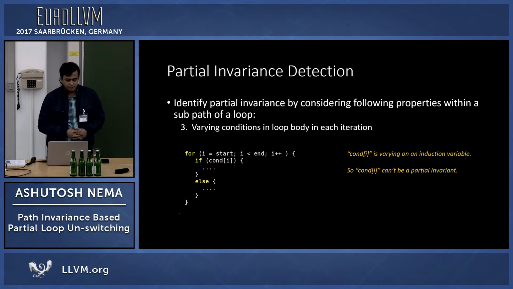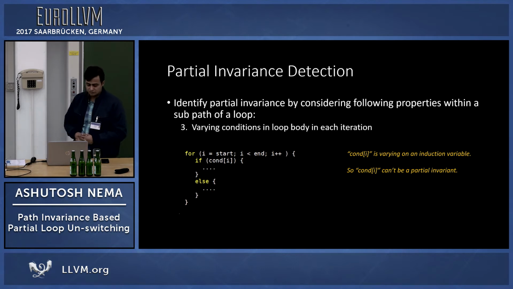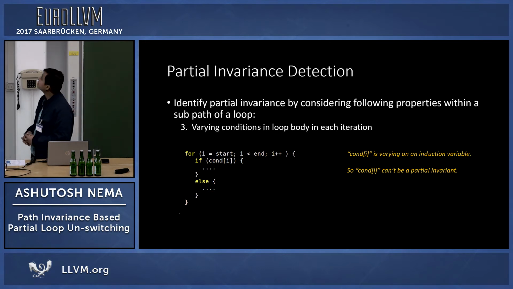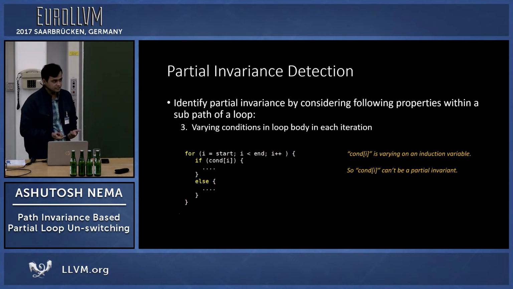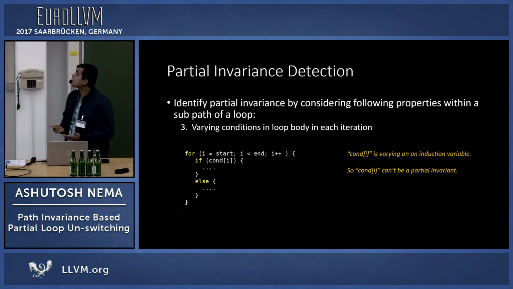Varying condition in loop body in each iteration. Here is a very simple example where the condition is dependent on the induction variable. It is varying on each iteration. So of course, this cannot be a candidate for partially invariant.